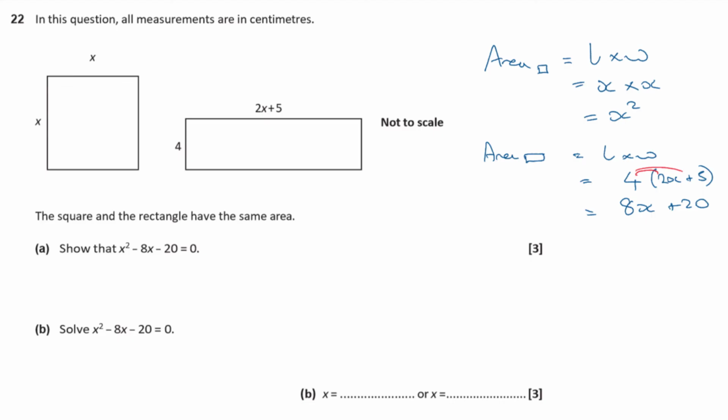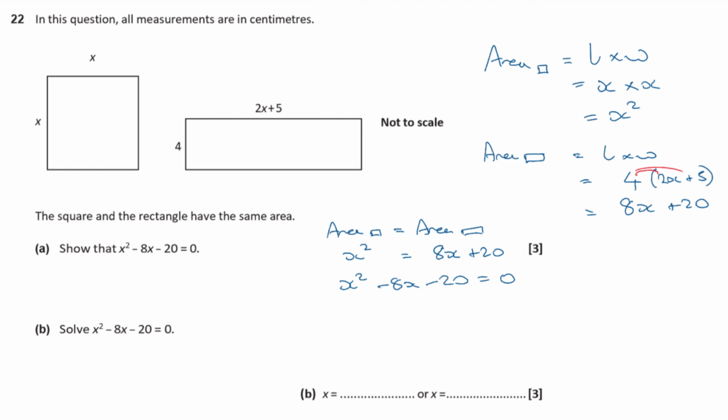Okay, so if we're saying that these areas are the same, so if the area of the square is equal to the area of the rectangle, then what we're saying is that x squared is equal to 8x plus 20. Okay, and then all I'm going to do is subtract 8x and subtract 20 from both sides, and that's going to give me x squared minus 8x minus 20 is equal to 0 as requested. Okay, and then in the second part we need to go on and solve it for x.